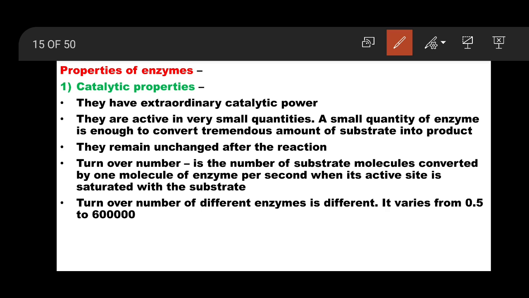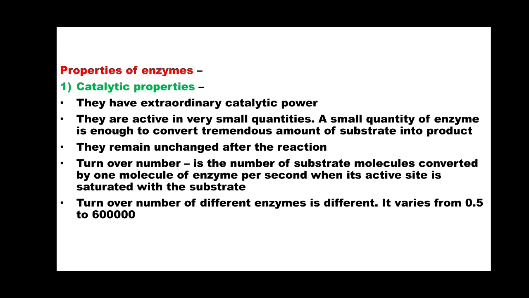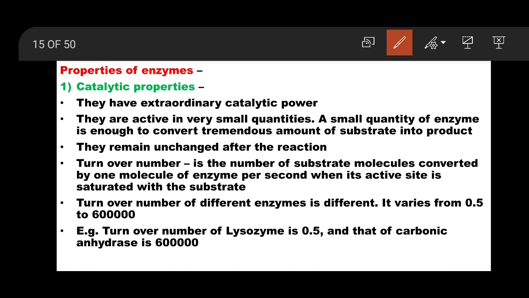Turnover number. This turnover number of different enzymes is different due to their specificity. Enzymes are specific for that reaction, so the turnover number will be specific for that enzyme. It varies from 0.5 to 6 lakh. So it will be less or more, depending on the enzyme and the type of reaction which is catalyzed. For example, the turnover number of lysozyme.